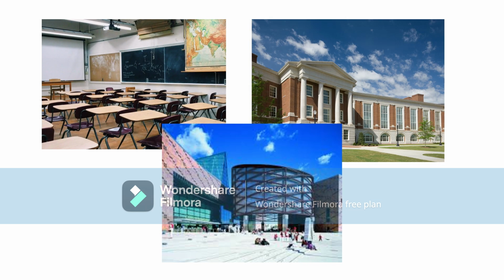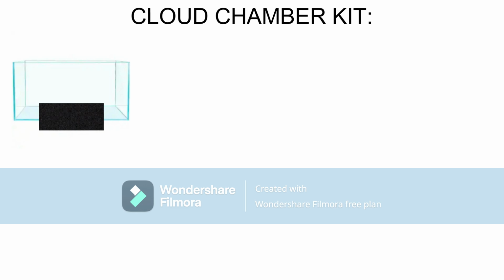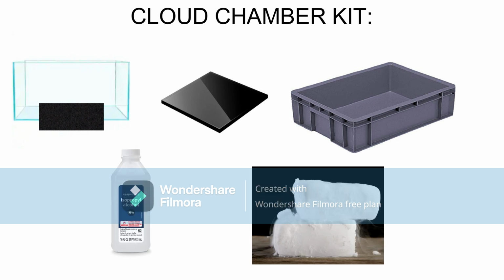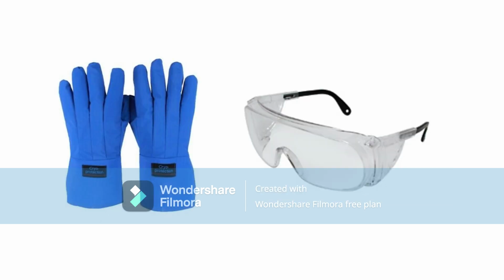Because of how easy it is to reproduce, it can be found in lots of schools, universities, and science centers. All you need is a clear plastic container with felt glued on the bottom, a base for the container, preferably black, a base to put it all on, isopropyl alcohol, and dry ice. Because the former two materials are harder to get by and should be used carefully, you'll also need protective gear.